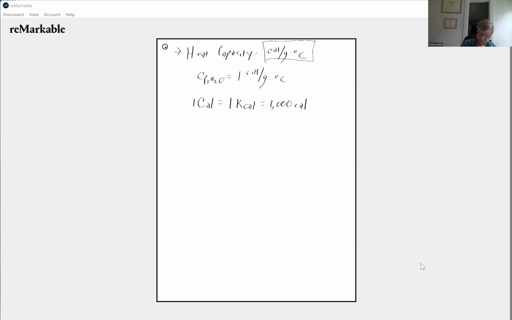This is heat capacity. Specific heat. Actually, let's look one up. Let's look up the heat capacity of aluminum.